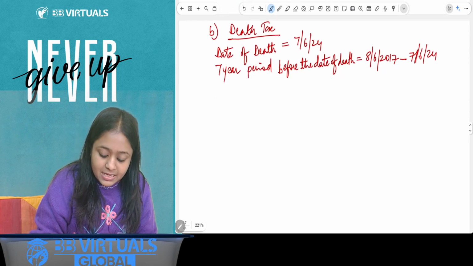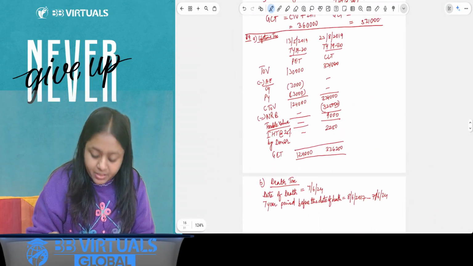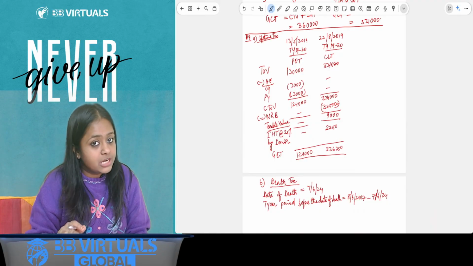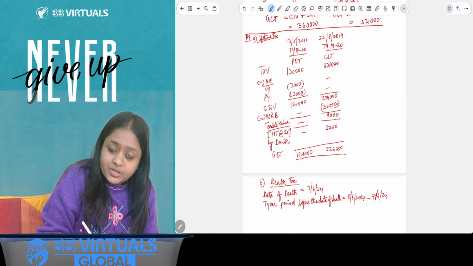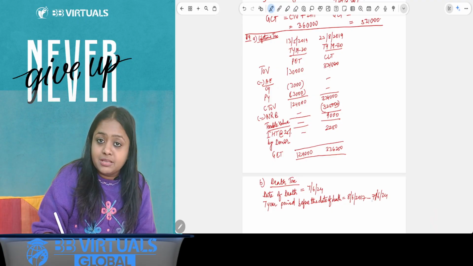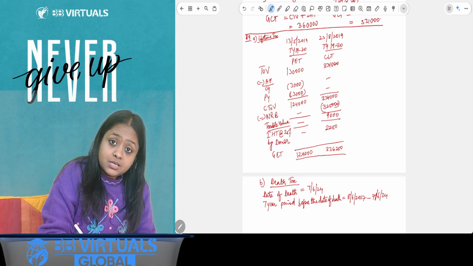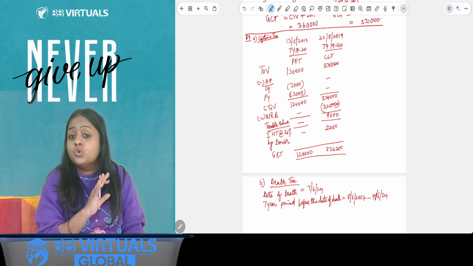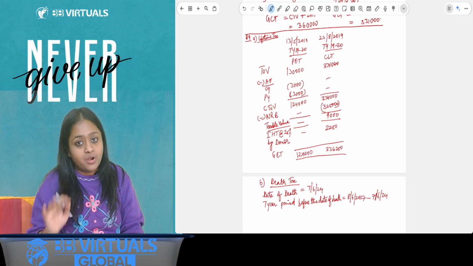Now please see what is the date of gifts here, because the gifts that fall in this 7-year period will become chargeable on death. First gift is 13th May 19, which is falling in this period. Second gift is 23rd August 19, that is also falling in this period. That means now this PET is no longer exempt, it is chargeable upon death.